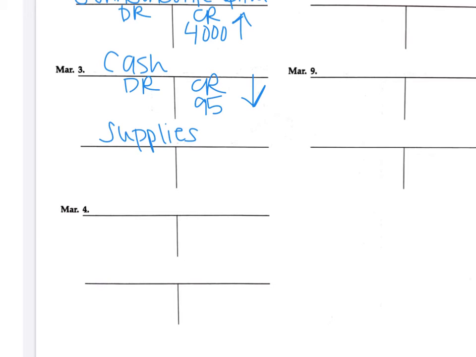And since I bought new supplies, my supplies should be increasing. And since it's an asset as well, I would be debiting supplies for $95. So since I'm staying on the same side of the accounting equation, I've got a debit and a credit, but one is decreasing and one is increasing.